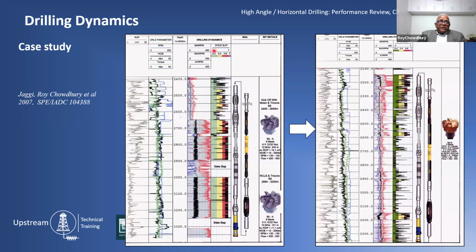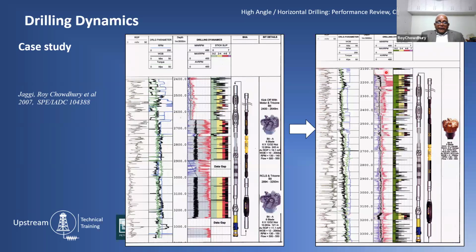Now, in this case, these are the stick-slip status, 0 to 7. 7 is extreme. Notice here, it is almost 6 all the way down. 7 indicates backward whirl for the specific company.